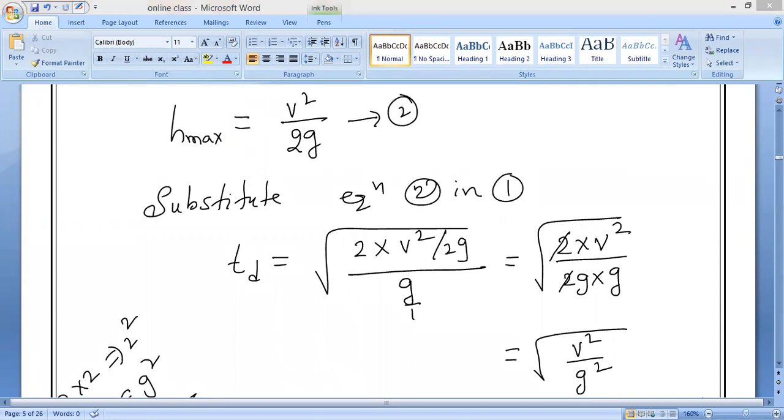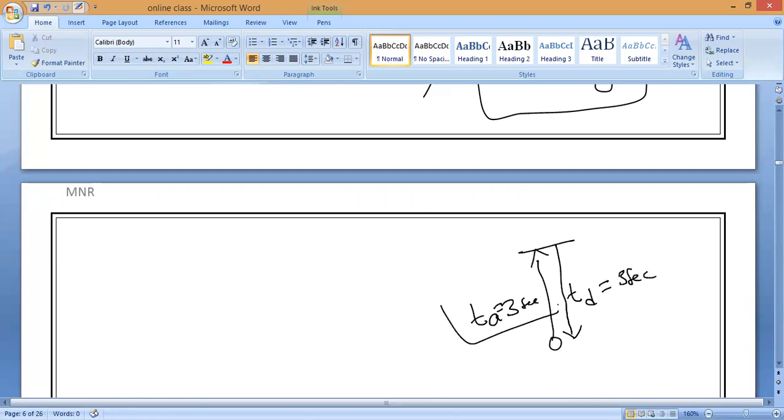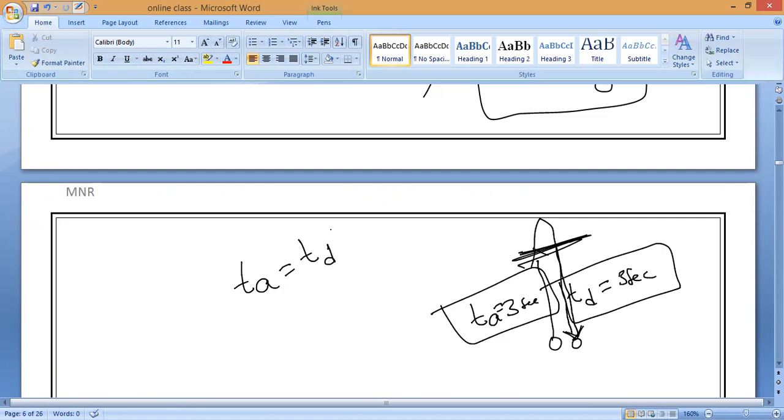So when the body is going upwards and coming downwards, is the time of ascent equal to the time of descent or not? For example, if Arun Kailash has thrown the ball and it took 3 seconds to go up, what is the time of ascent? 3 seconds. Now, from that height coming down, what is the time taken? Time of descent is also 3 seconds only. So when a ball is thrown upwards and reaches the ground back after reaching maximum height, the time of ascent is equal to the time of descent.